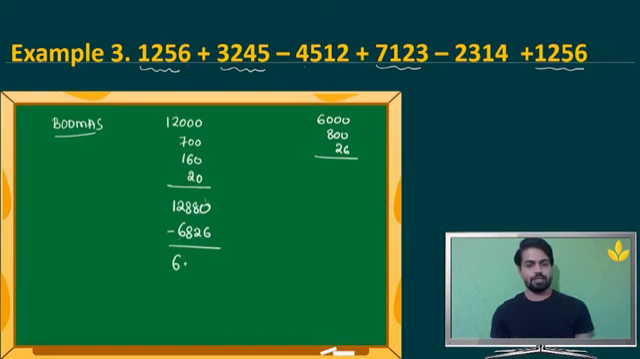800 minus 800 is, it's going to be 0. And this is no more 8. It's going to be 7. 7 minus 2 is 5. 10 minus 6 is 4. This will be the sum. I am not doing from the right side. I am doing it from the left hand side to get the answer faster. Okay.